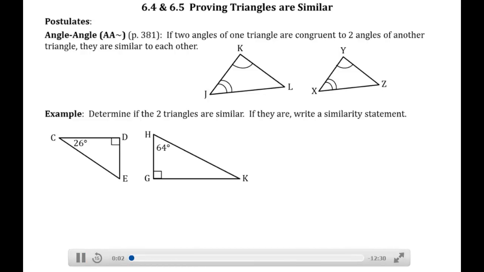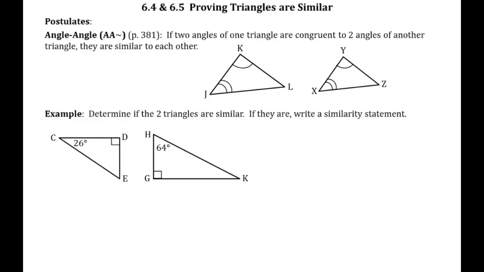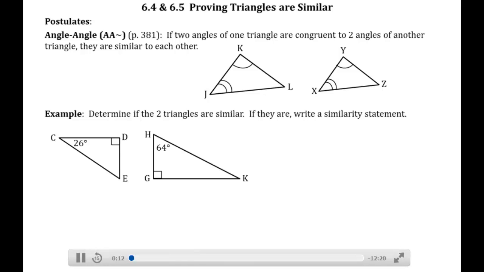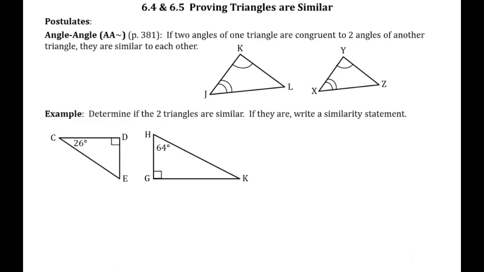Hello everyone again. We've got 6.4 and 6.5 now. We're going to prove triangles to be similar. And we start out looking at postulates here for proving triangles are similar. So we're going to think a little bit like we did when we were proving congruent triangles. But now we just need to prove whether they are similar to each other. Okay, whether they're similar or not.